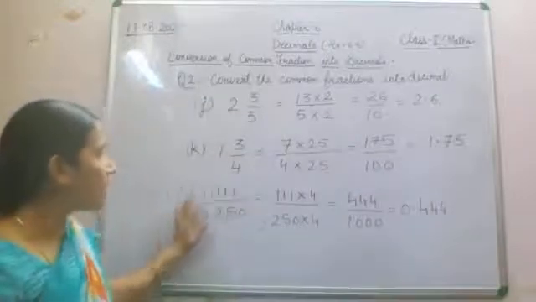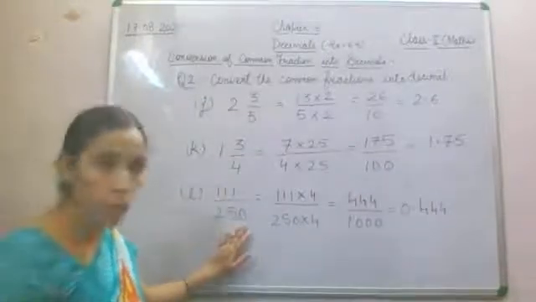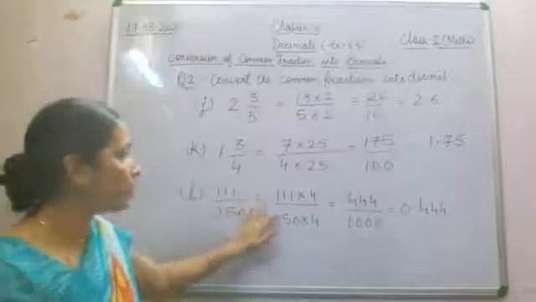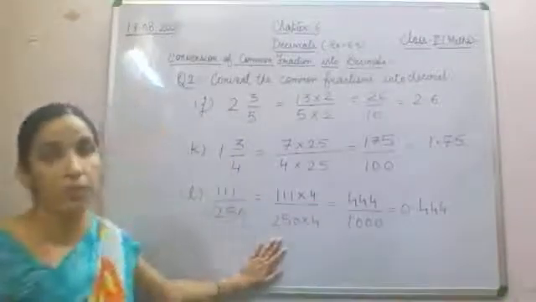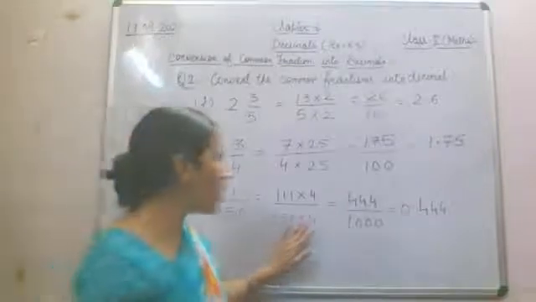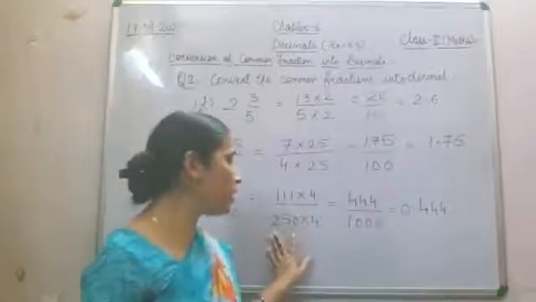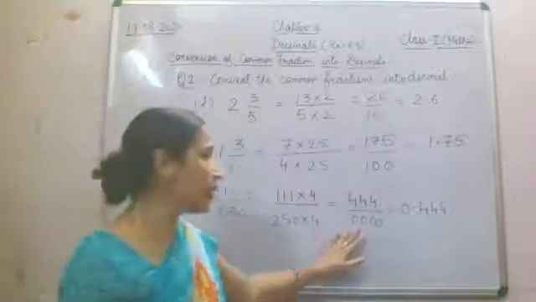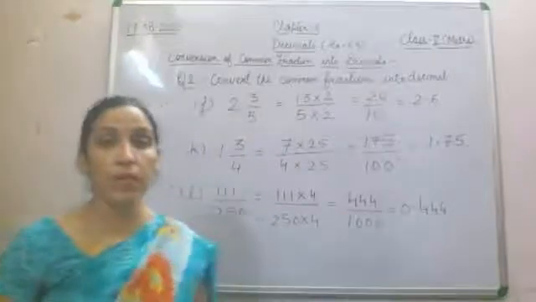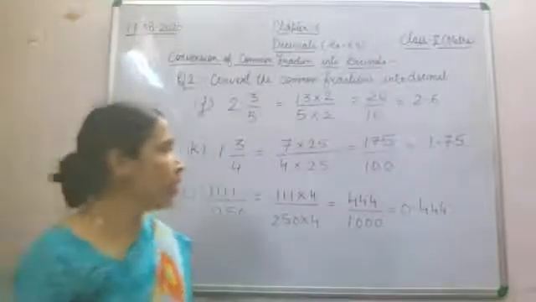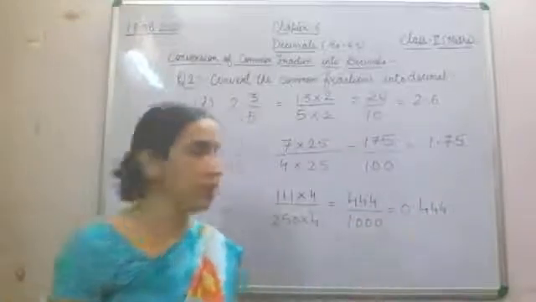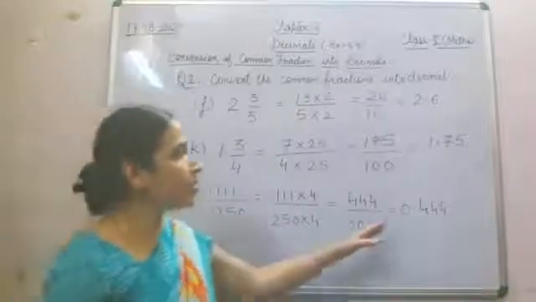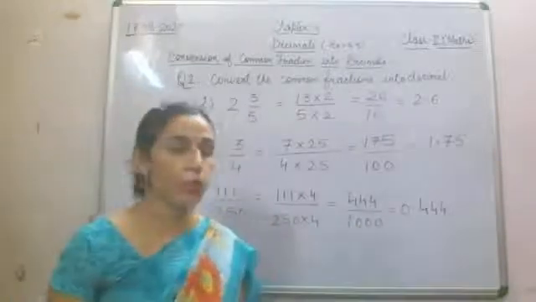Now the L part is 111 divided by 250, which is equal to 111 multiplied by 4 divided by 250 multiplied by 4. So now what is the next step? This 250 multiplied by 4 gives 1000, and the numerator becomes 444. Count from the back and put the decimal here, and we'll get 0.444.